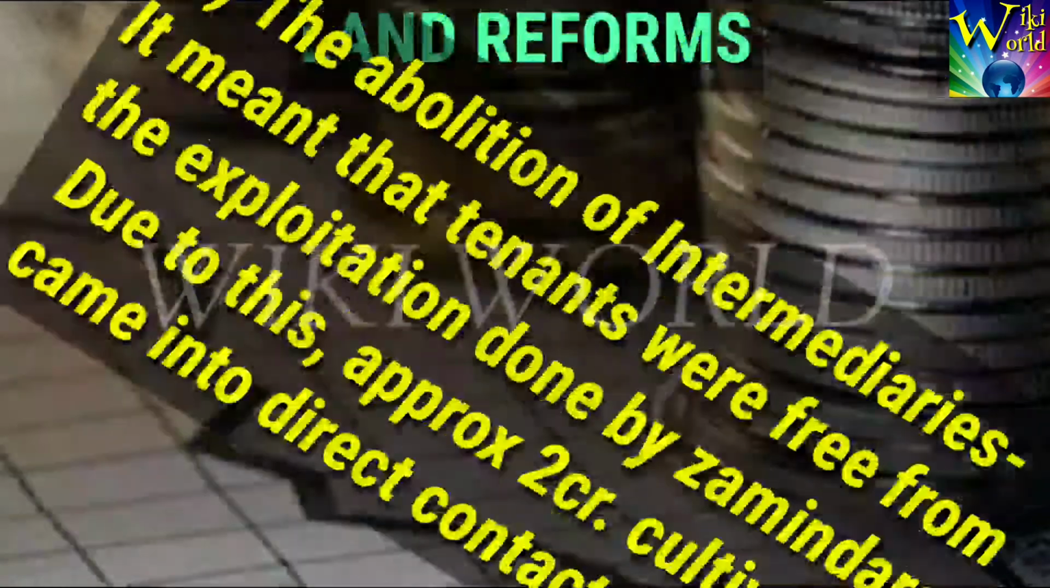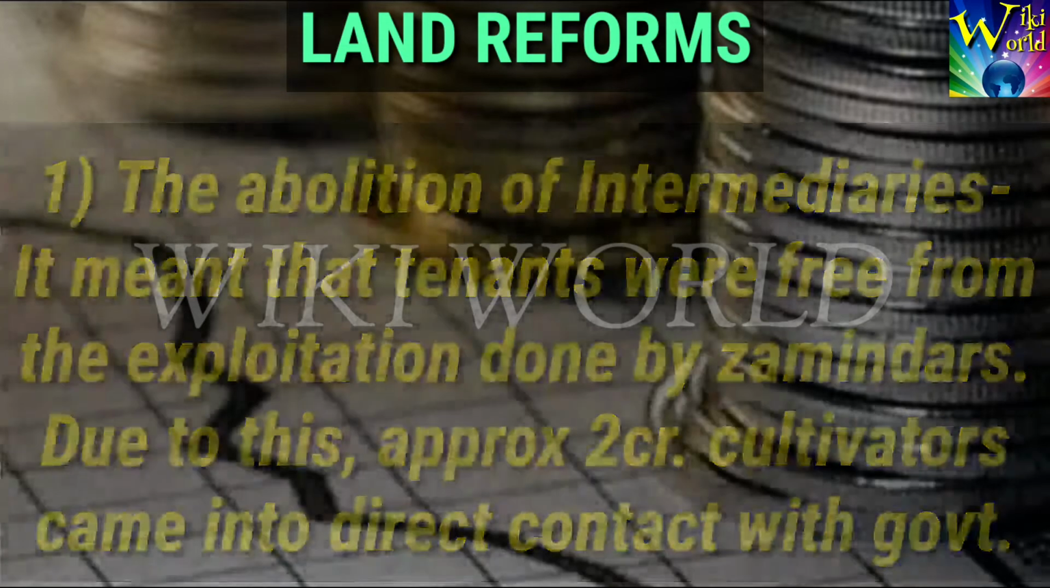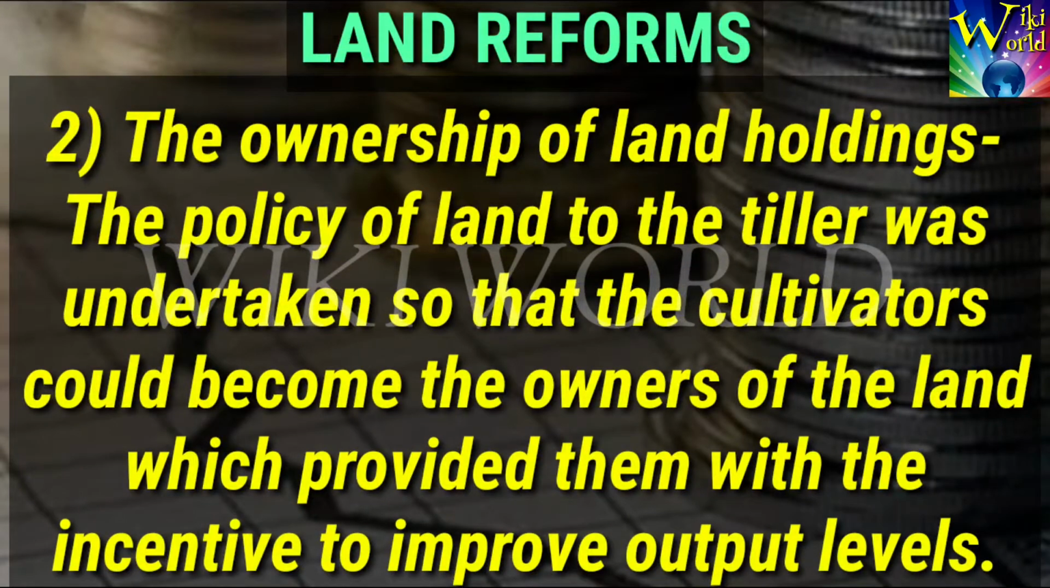First, the abolition of intermediaries. It meant that tenants were free from the exploitation done by zamindars. Due to this, approximately 2 crore cultivators came into direct contact with the government. Second, ownership of land holdings. The policy of land to the tiller was undertaken so that the cultivators could become the owners of the land, which provided them with an incentive to improve output levels.